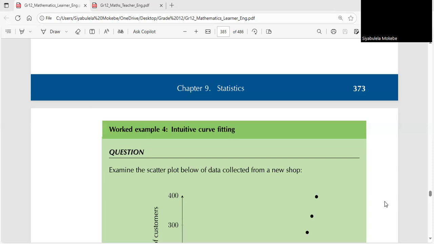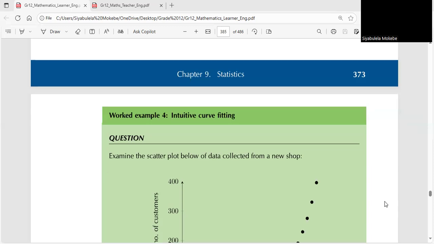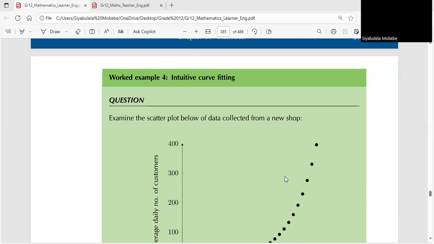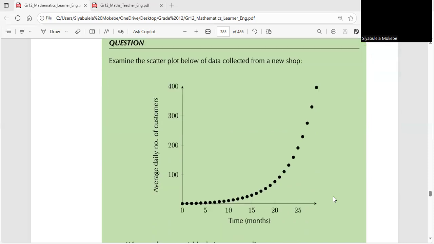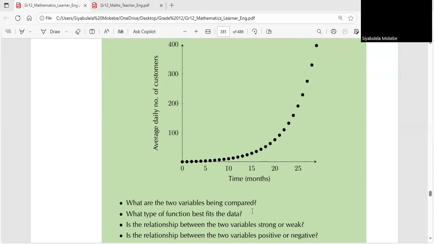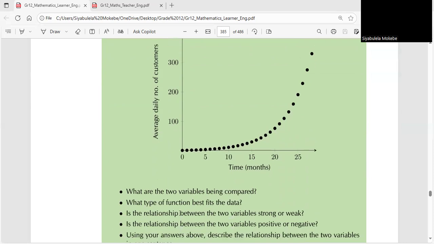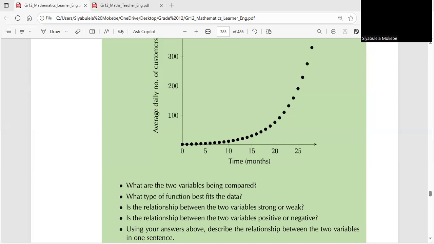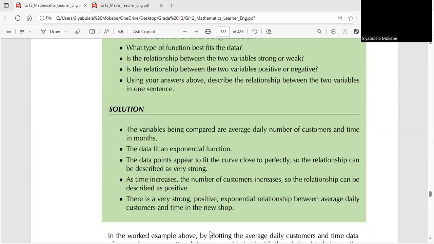Right. So let's look at examples. Examine the scatter plot below of data collected from a new shop. This is our scatter plot. So number one, what are the two variables being compared? What type of function best fits the data? The relationship between the two variables, strong or weak? Is it positive or negative? Describe the relationship in one sentence.